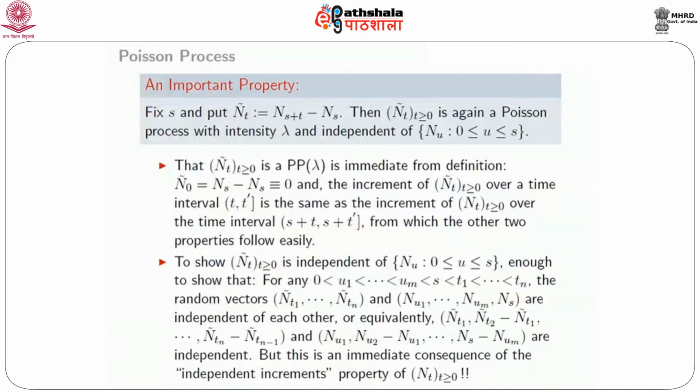Just verify this, because the increments of the Ñt process can be written as increments of the N process, as we've already seen, and then the whole thing becomes just a property of increments of the N process over disjoint intervals. Okay, so just write down and verify this. And that's what I've said. So this is an immediate consequence of the independent increments property of Nt.